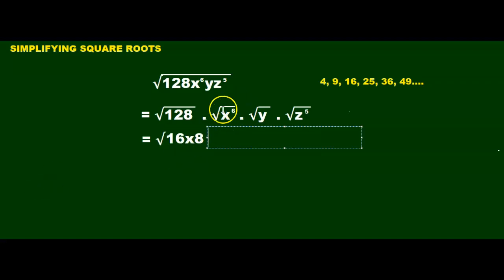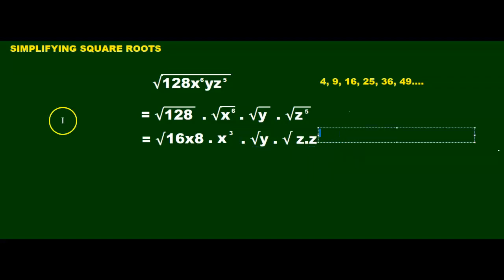Then let's look at our x to the power of 6. As we covered before, this is an even exponent and you have the square root, so we can divide our 6 by 2 to get x cubed. Now our y is not a perfect square, so I'm just going to leave it as the root of y. And like in the previous example, I'm going to split my z to the power of 5 into a perfect square, which is z times z to the 4th.